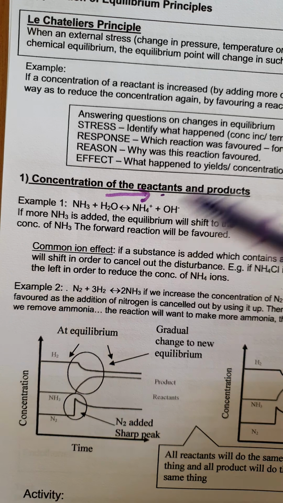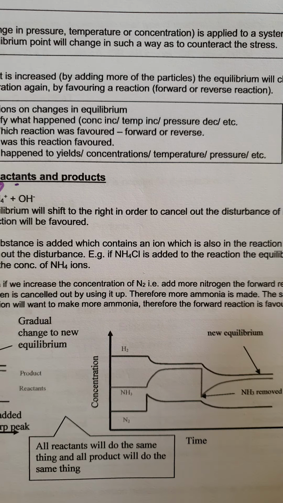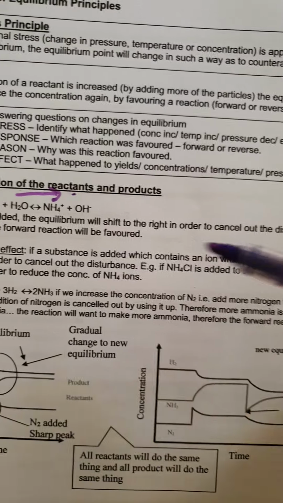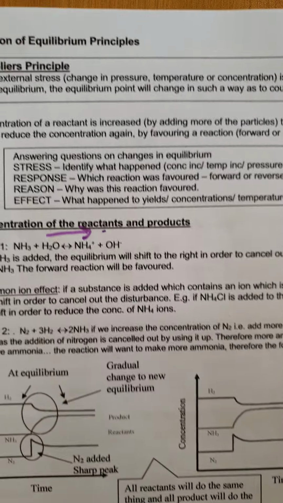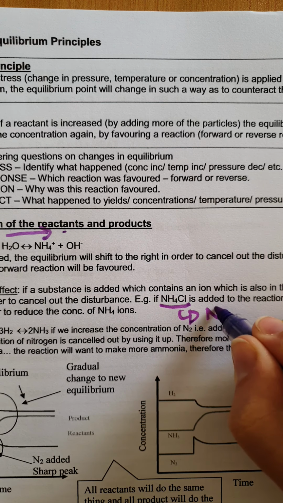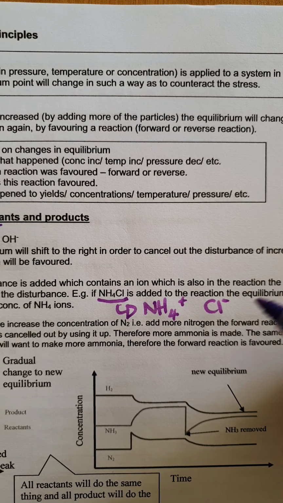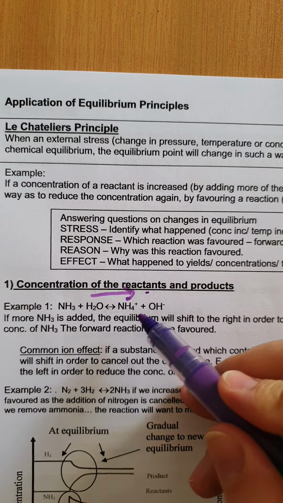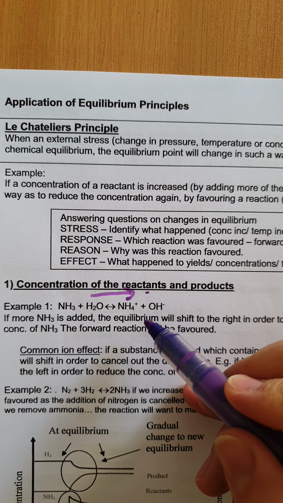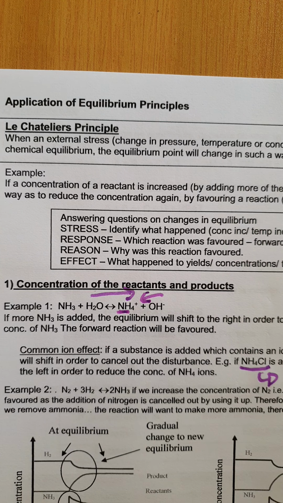Now we also talk about the common ion effect. If a substance is added which contains an ion which is also in the reaction, the equilibrium will shift to cancel out the disturbance. So, for example, here we said if we added NH4Cl, now we know that we can break that up. We know this in aqueous becomes ammonium and chloride. Now, if you look at the reaction, there's no chloride. So chloride's not going to do anything here. It's like a spectator ion. But we do see that by adding ammonium chloride, we're going to increase our ammonium ions.